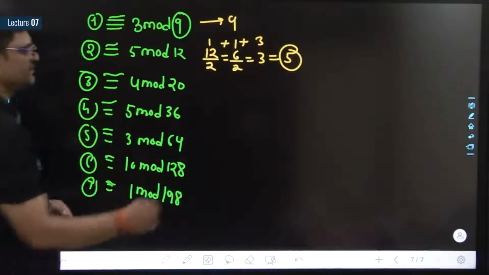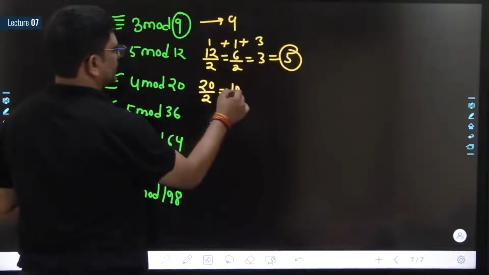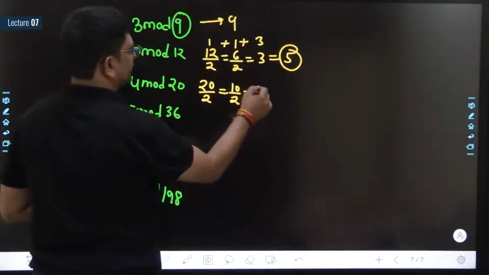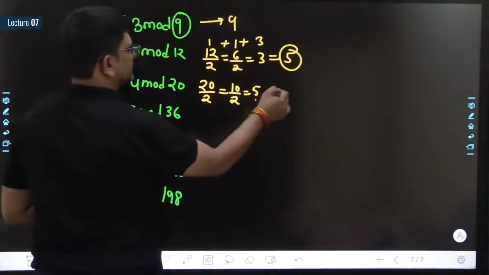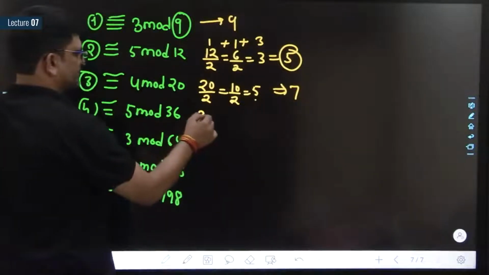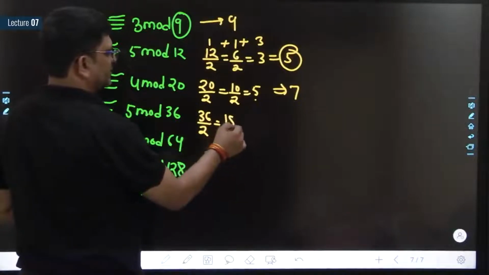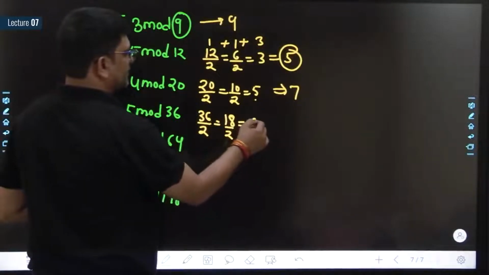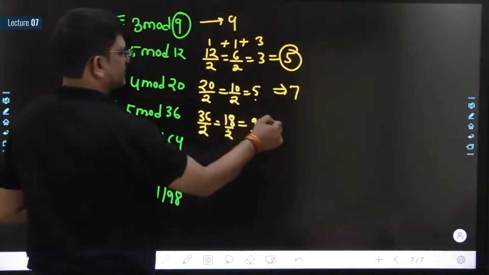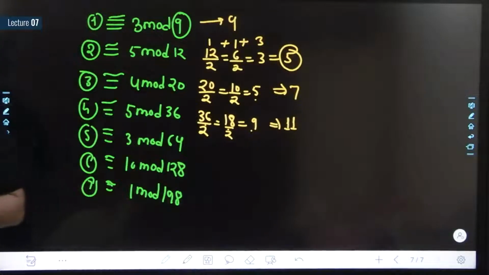For this, 20 divided by 2, 10. 10 divided by 2, 5. 5 plus 1 plus 1, 7. Minimum number of states 7. For 36, we cannot represent it as a power of 2. 18. 18 divided by 2, 9. 9 plus 1 plus 1, 11. Minimum number of states 11. Clear?